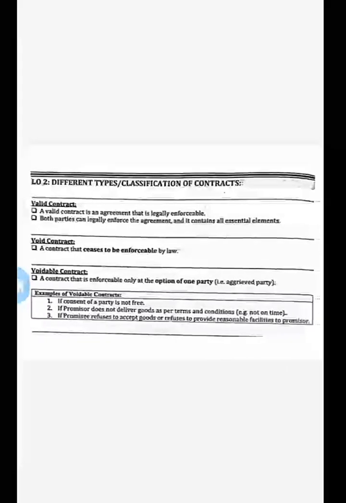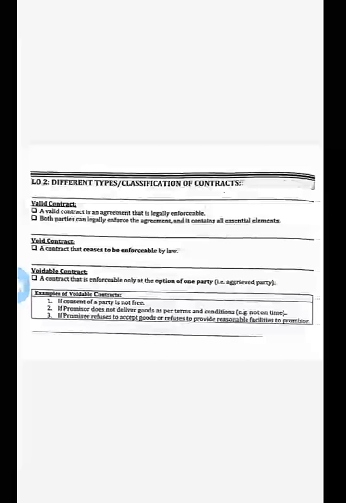Then what are the different types and classifications of contract? There exists the valid contract, the void contract, and the voidable contract. What is a valid contract? A valid contract is an agreement that is legally enforceable. Both parties can legally enforce the agreement and it contains all essential elements. A void contract ceases to be enforceable by law. Then we have the voidable contract, a contract that is enforceable only at the option of one party. If one party declares that it is unlawful, then it will be a voidable contract.